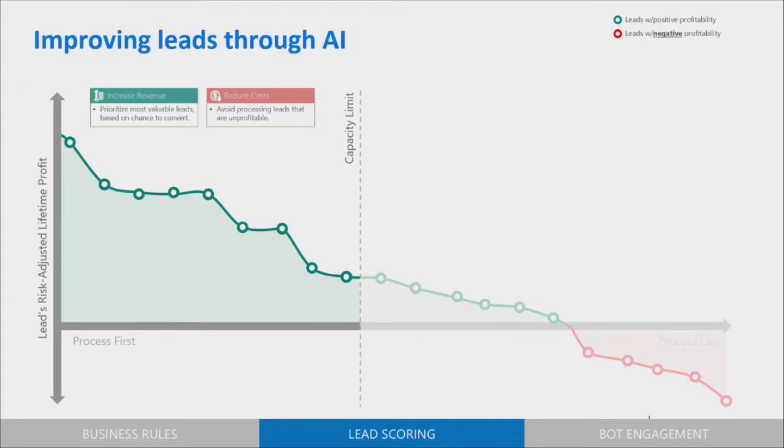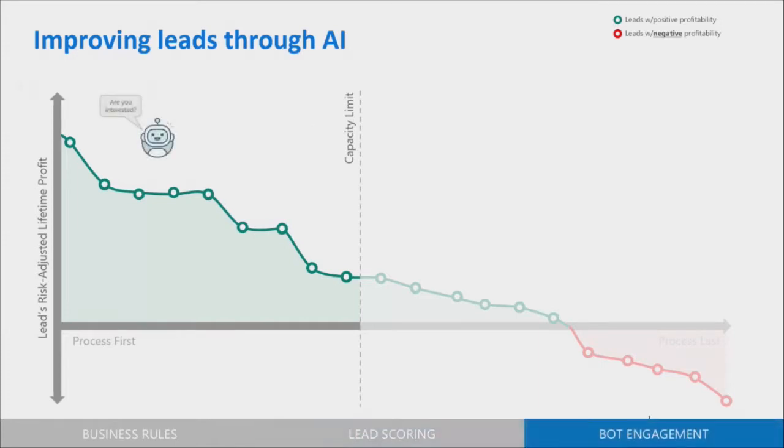We specifically predict the probability of that lead to convert to a sales qualified opportunity. The problem is you don't always get that prediction correctly. And so that's where bots come in. So we'll use bots to ask leads, hey, are you actually interested or not? And sometimes they say, yeah, I'm interested. Definitely, please contact me. And so we'll move those up to the top of the queue.